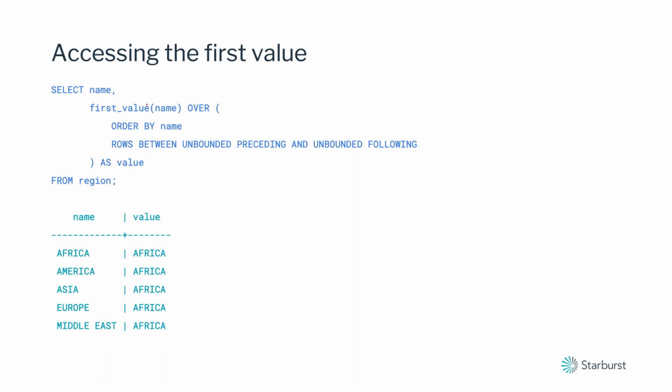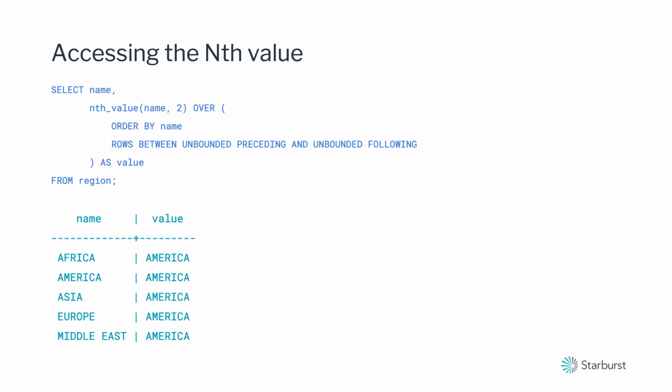The first value function lets you access the first value within the window frame. So if we say the frame is ordered by name, and then rows unbounded preceding and unbounded following, that's all rows in the output, because unbounded preceding and unbounded following is everything. And so the first value for every row is going to be Africa, because every row sees all rows in the window frame. Similarly, the last value function gives you the last value in the frame, and every row sees Middle East because every row sees all values in the output.